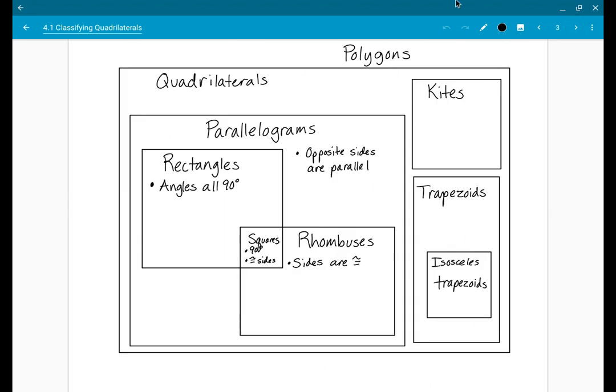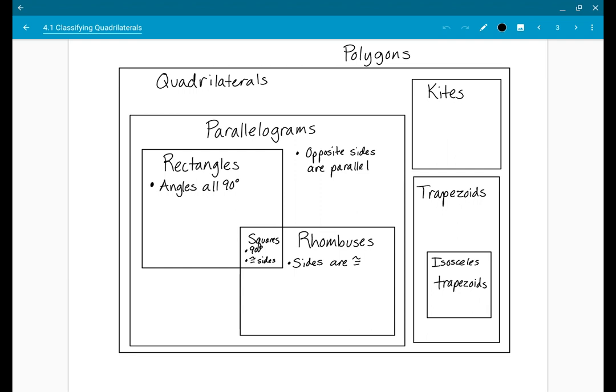So I mentioned that those were all special types of parallelograms. And the way this works is that inside of the realm of quadrilaterals, there are different types of quadrilaterals that have special properties. Well, within parallelograms, there are types of parallelograms that have special properties. So it's kind of like a Venn diagram where we have things overlapping each other. Where rectangles and rhombuses overlap, those would be squares because they have four 90-degree angles and they have four congruent sides.